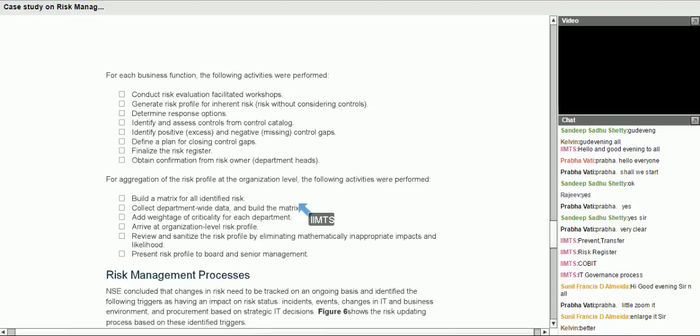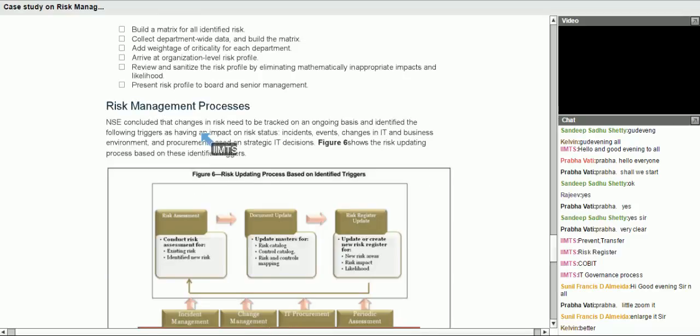For aggregation of the risk profile at the organization level, the following activities were performed: build a matrix for all identified risks, collect department-wide data and build the matrix, and weightage of criticality for each department, arrive at organizational level risk profile, review and sanitize the risk profile by eliminating mathematically inappropriate impacts and likelihood, present risk profile to board and senior management. So these are the things which you can do to manage the risk or to deal with the risk. Now what is the risk management process?